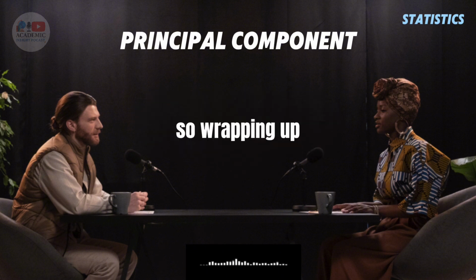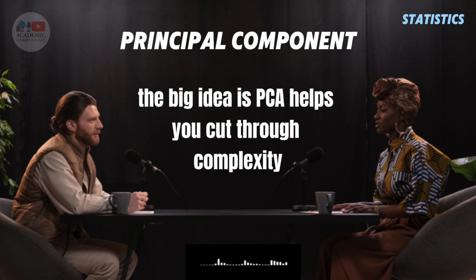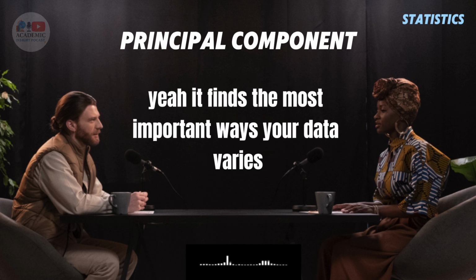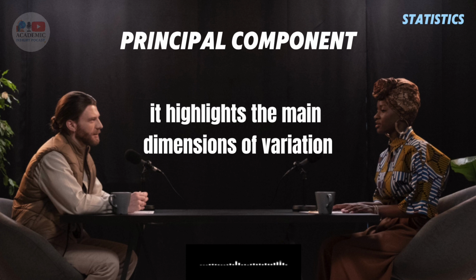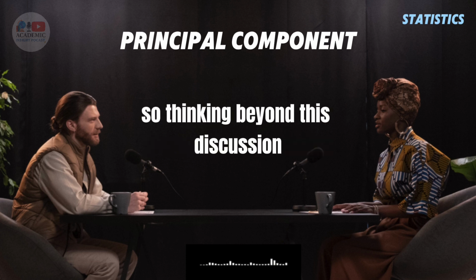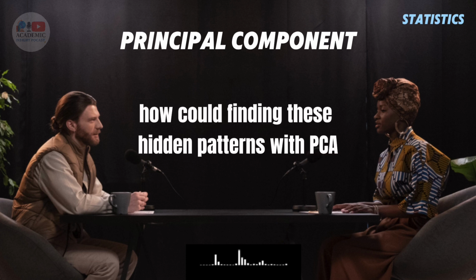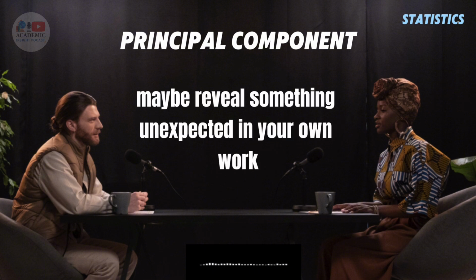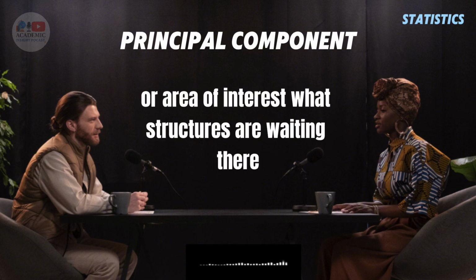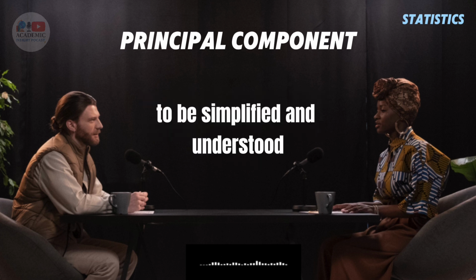Right. So wrapping up, the big idea is PCA helps you cut through complexity. Yeah, it finds the most important ways your data varies. Gives you a simpler, clearer view of the underlying structure. Precisely. It highlights the main dimensions of variation. So, thinking beyond this discussion, how could finding these hidden patterns with PCA, these key dimensions, reveal something unexpected in your own work or area of interest? What structures are waiting there to be simplified and understood?